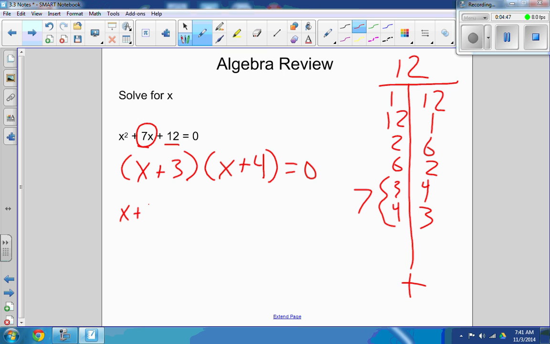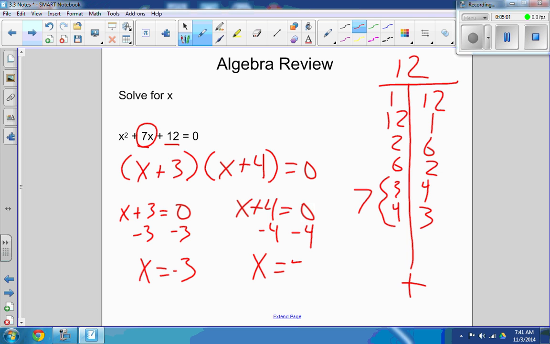So x plus 3 equals 0. Subtract 3, so x could be negative 3. x plus 4 equals 0. Subtract 4, so x equals negative 4. So either it's -3 or it's -4. And there we go. That's the end of this lesson.